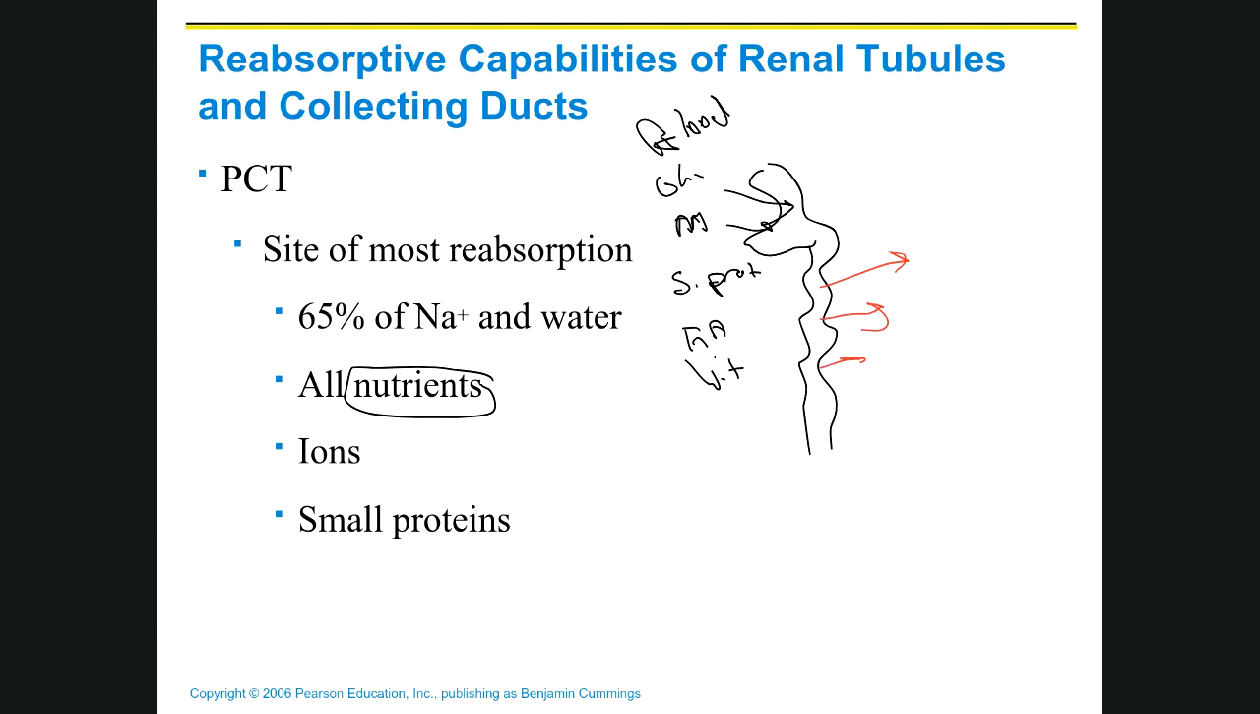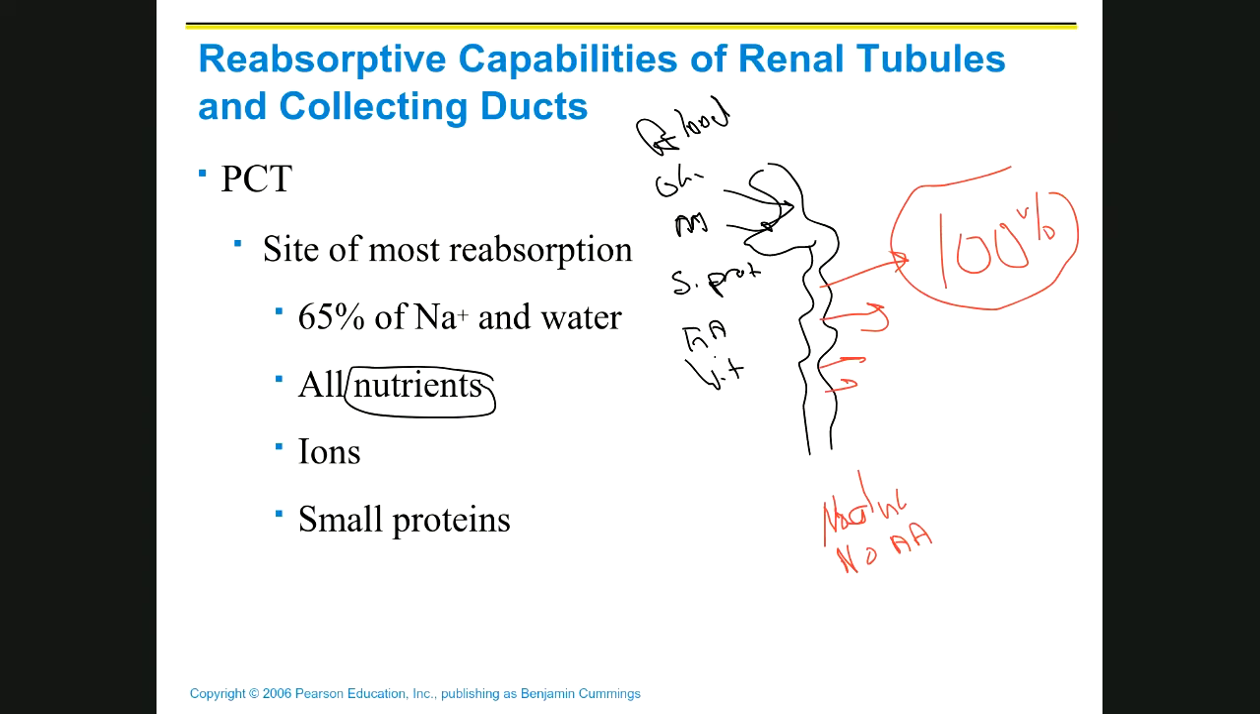And basically, by the time we get through here, 100% of all of these nutrients are going to be pulled out of here. So by the time we get down here, there's no glucose left. There's no amino acids, none of that stuff. It's all going to be reabsorbed.